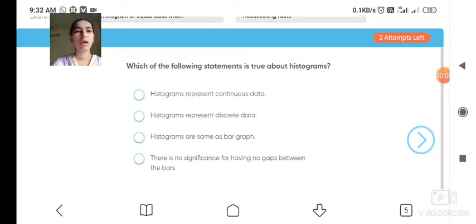Yes, and you all are using the FunToot. You have to use the FunToot for solving your examples. Okay, students? In that, there are so many questions. With the help of that, you can solve as many questions as you want.